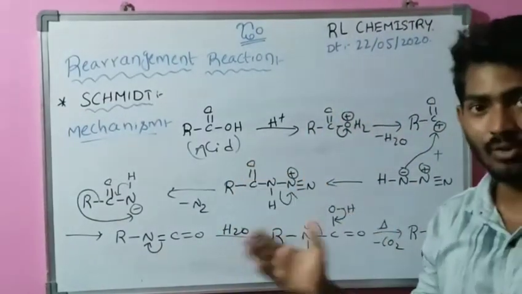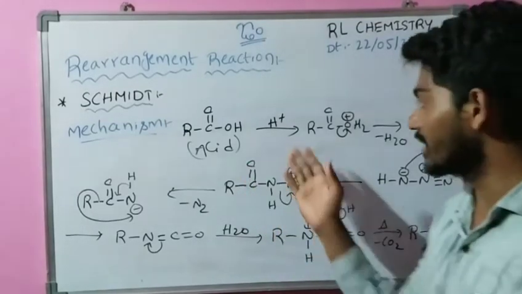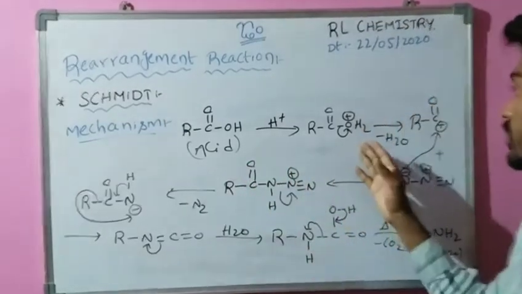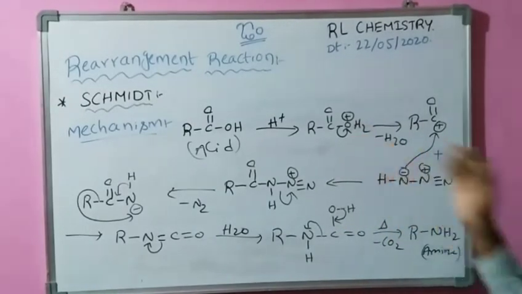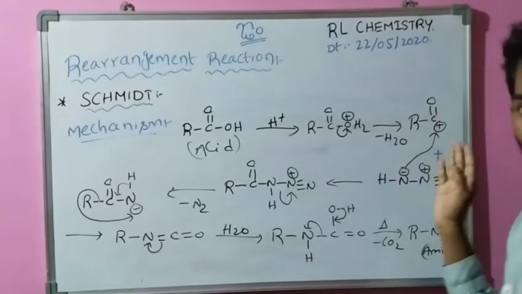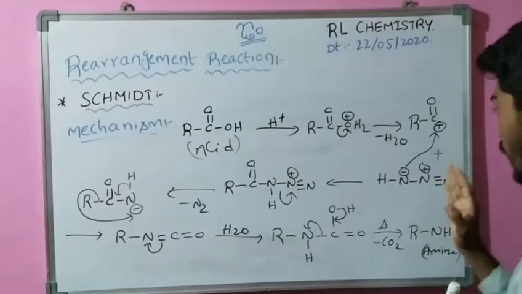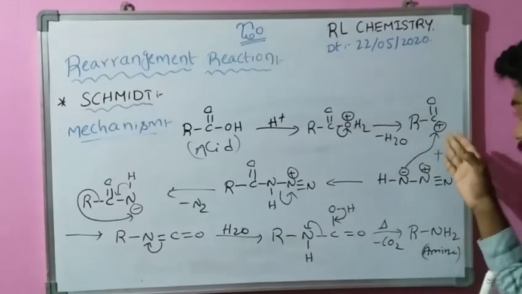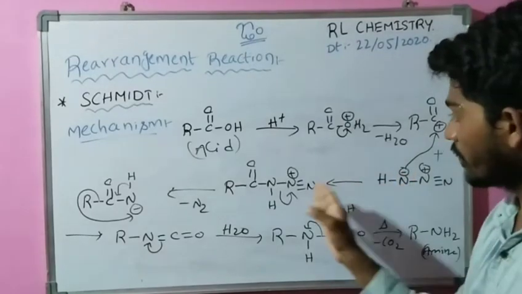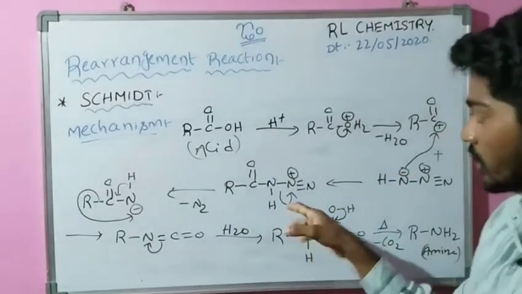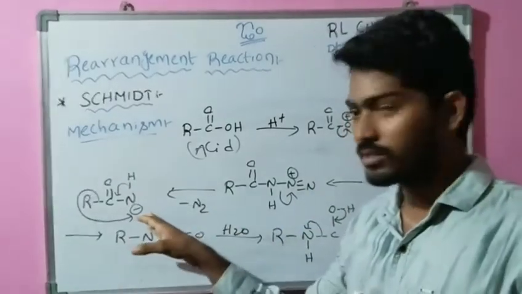Initially you take the acid group, that is the carboxylic acid group, which is treated with an acidic medium. Then it forms this type of species. In this reaction we remove a water molecule and a carbocation is formed, which is treated with hydrazoic acid. Now in this reaction nitrogen gas is removed and it forms this type of intermediate.